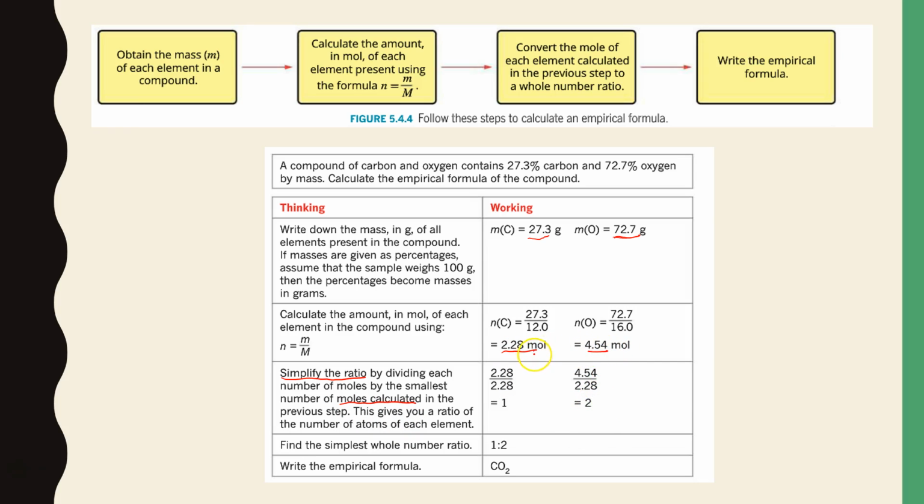Next step then is to divide 2.28 by itself, the smallest number calculated, and we also divide 4.45 by 2.28. That gives us a ratio of elements. We have a 1 to 2 ratio, which means that for carbon and oxygen, we'd have carbon dioxide written as CO2. 1 atom of carbon here, and we'd have 2 atoms of oxygen. So there's our oxygen, and there's our carbon.